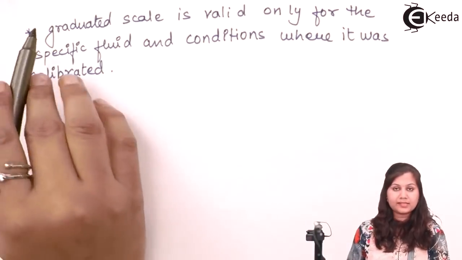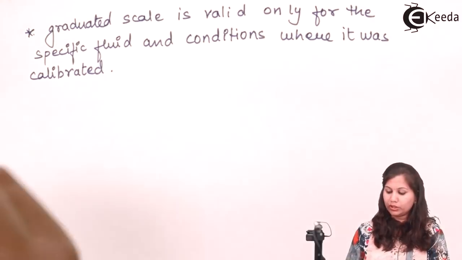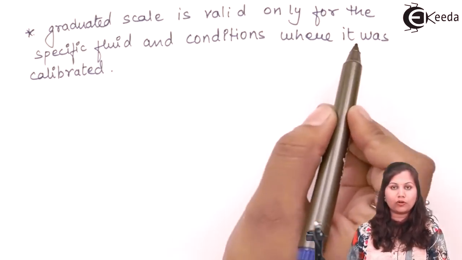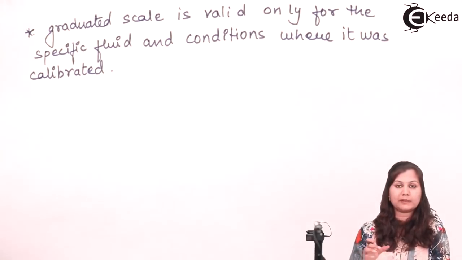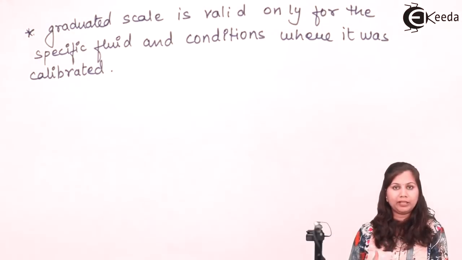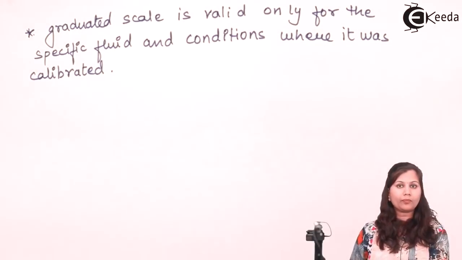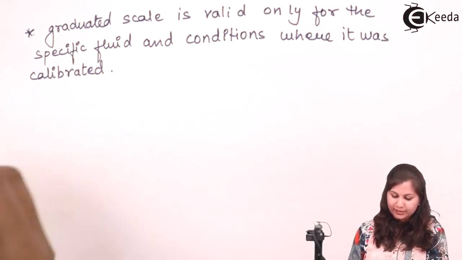The graduated scale, which is used for the measurement of the flow rate or for studying the position of the float, is valid only for the specific fluid and conditions where it was calibrated. So this scale has to be calibrated again and again for the specific setup or for the specific fluid and conditions. Every time we are using a different fluid, we have to calibrate the graduated scale again. So that is a disadvantage.